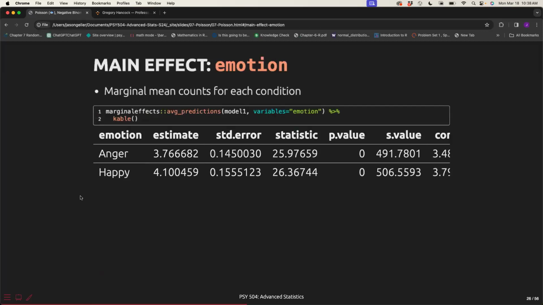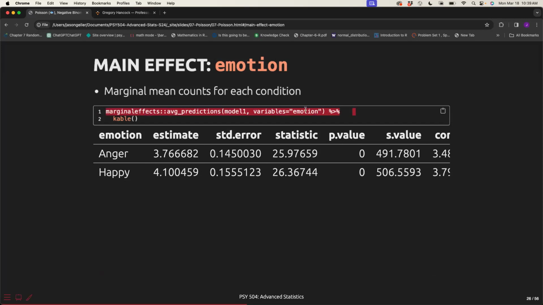Now, it's common to talk about these things in terms of log lambda and the IRR, but what we really want to know is what's on the original scale, right? We want to know about the mean counts. And we can get the mean counts, and we can use emmeans for this, but what I'm using here is marginal effects. And there's a function called average predictions.